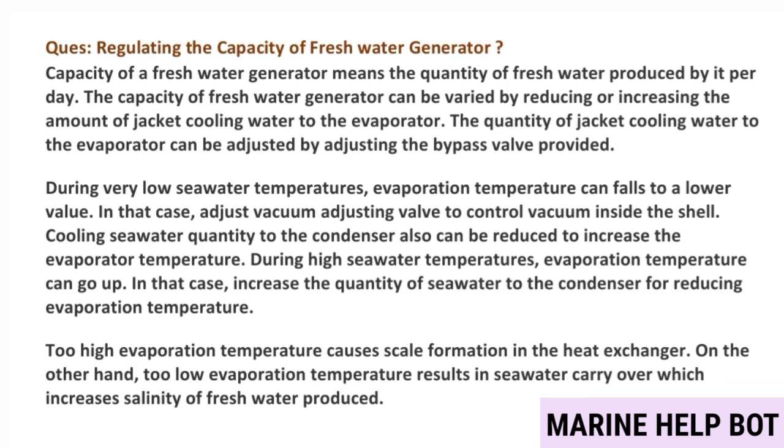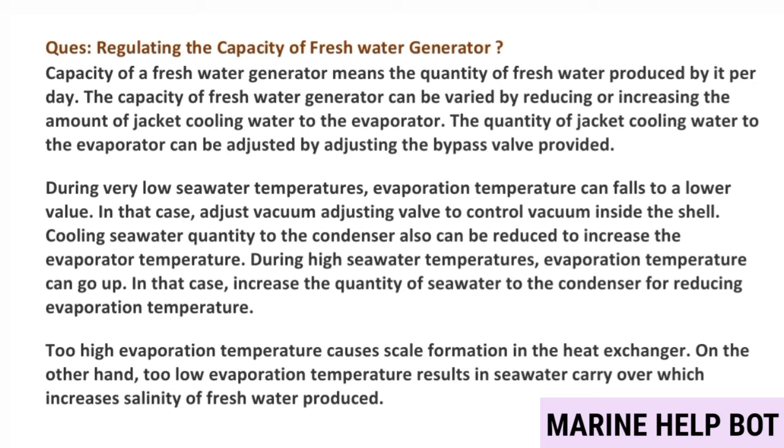During very low seawater temperatures, evaporation temperature can fall to a lower value. In that case, adjust the vacuum adjusting valve to control the vacuum inside the shell. Cooling seawater quantity to the condenser can also be reduced to increase the evaporation temperature. During high seawater temperatures, evaporation temperature can go up. In that case, increase the quantity of seawater to the condenser to reduce the evaporation temperature.